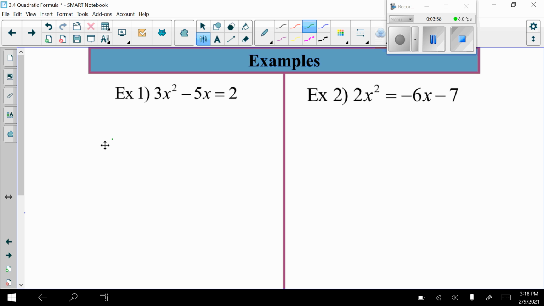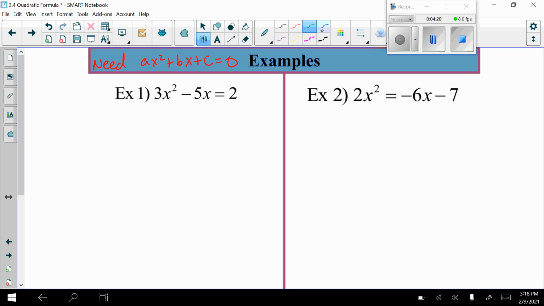I'm going to give you 2 examples in this video, and those are the only examples we're going to do. So before you do anything else, you first need to get your equation in standard form. So it needs to look like this: Ax squared plus bx plus c equals 0. So everything needs to be on the same side.